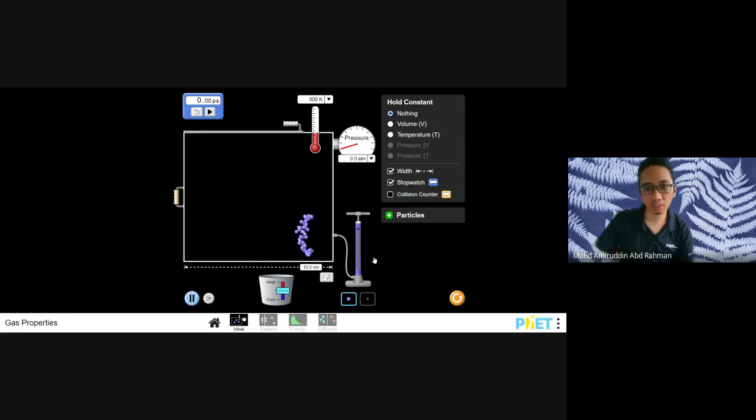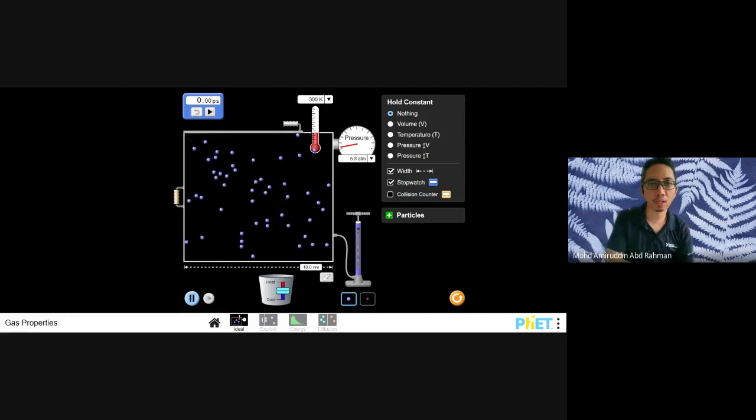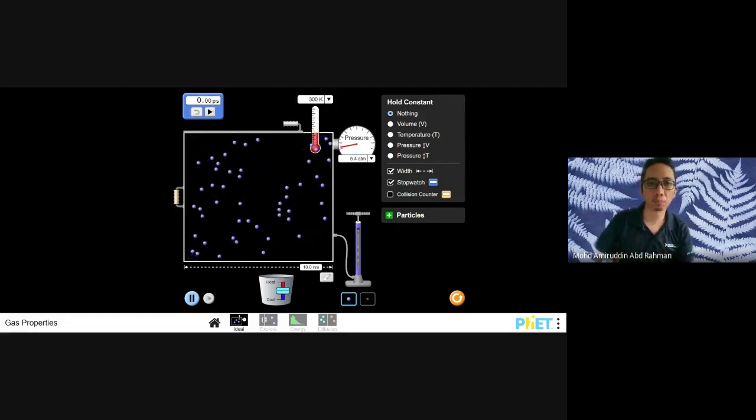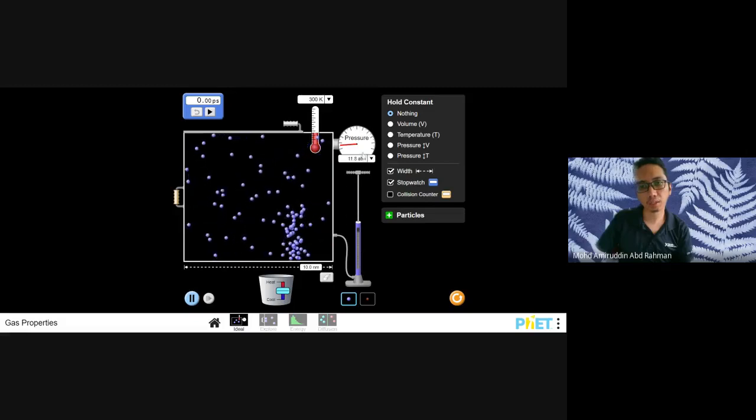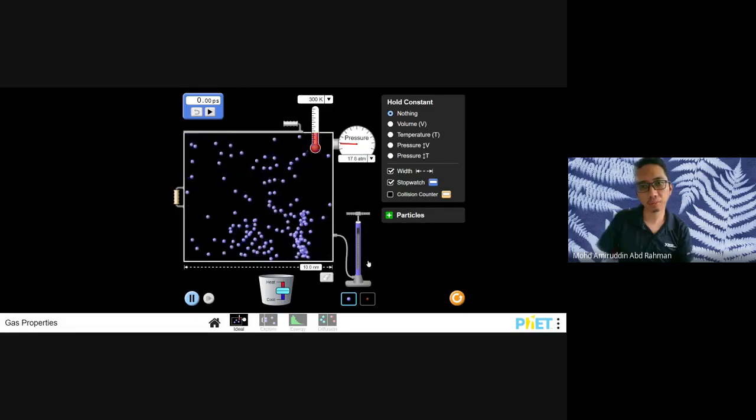Okay, so you can see the gas molecules. How many gas molecules are there? You can see approximately about 30. All right, 30. So how many times do you need to pump in order to get 200? It's about maybe around 7 times. I already pumped one. So second time, third time, okay.